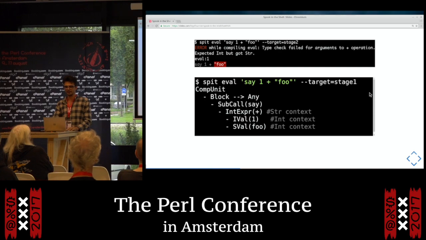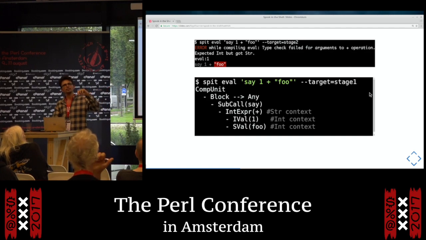Then in the second stage, you do the type checking, which I call the context propagation stage, where each expression or each abstract syntax tree node tells its child nodes what context they're in, what type context they're in. So in this case, it's 1 + foo. The plus expression is telling its children, which is 1 and foo, that they're both in int context, so you get an error.